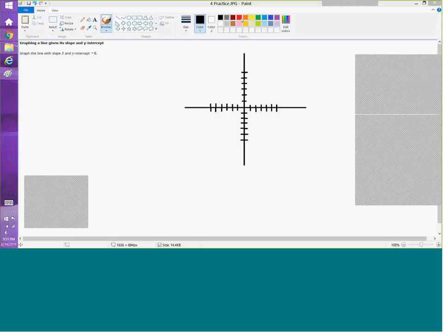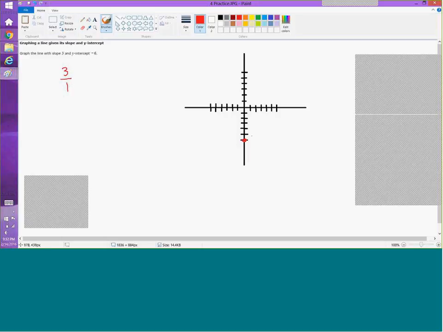So a y-intercept of negative 6 means I'm going to start from 0 and count down 1, 2, 3, 4, 5, 6. That's enough lines for that. The slope of 3 can be written as a fraction. So with the slope of 3, it's the same thing as saying 3 over 1.